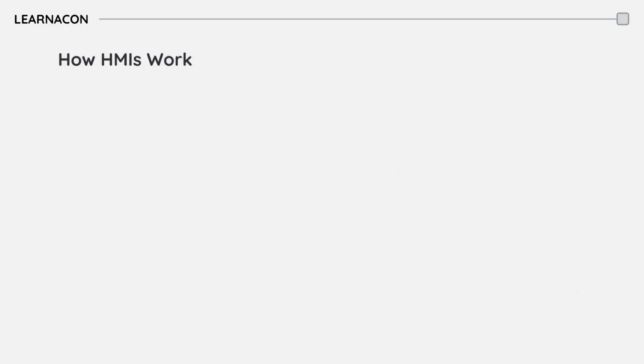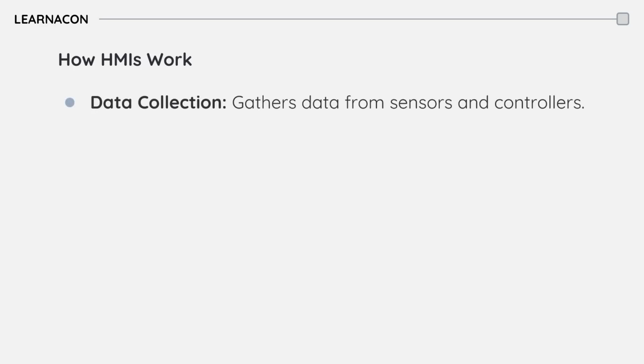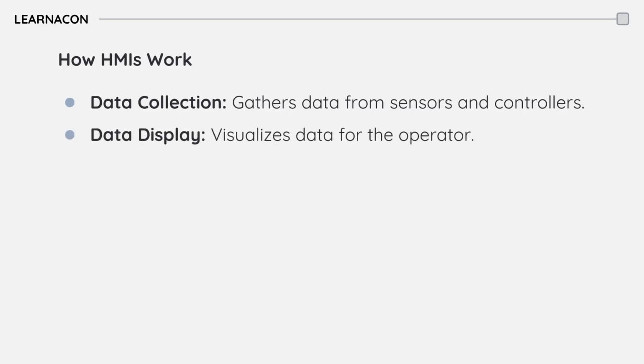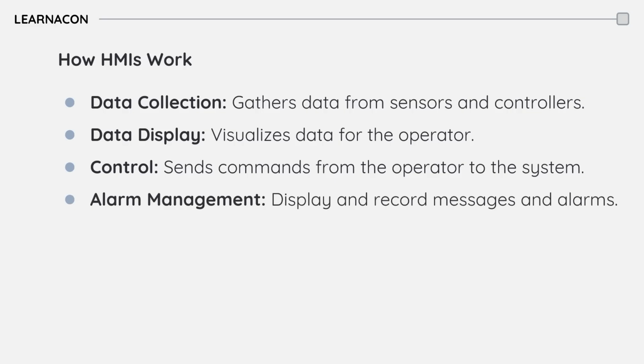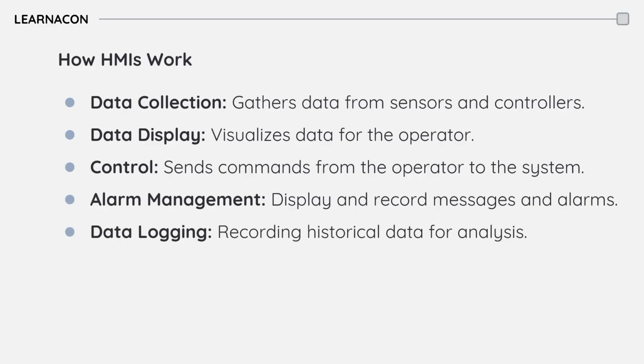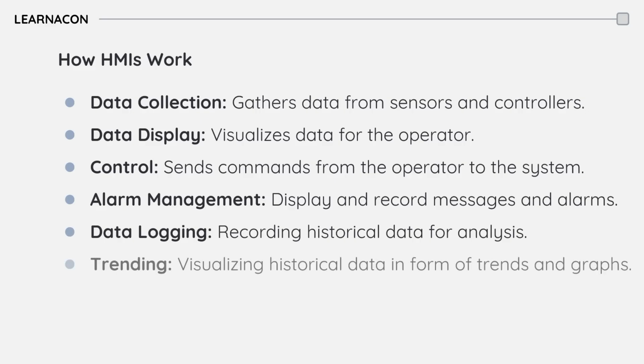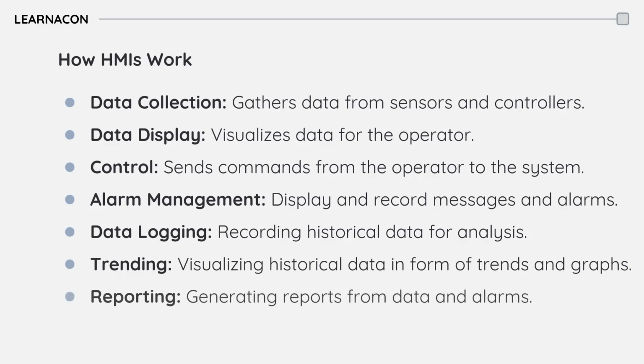So how do HMI panels work? HMIs perform several crucial functions. They start by collecting data from sensors and controllers. This data is then displayed in a user-friendly format for the operator. Operators can send control commands back to the system to adjust the operations. HMI panels also manage alarms, displaying and recording messages to alert operators of any issues. They log data for historical analysis, visualize trends and graphs to track performance over time, and generate detailed reports for the collected data and alarms.